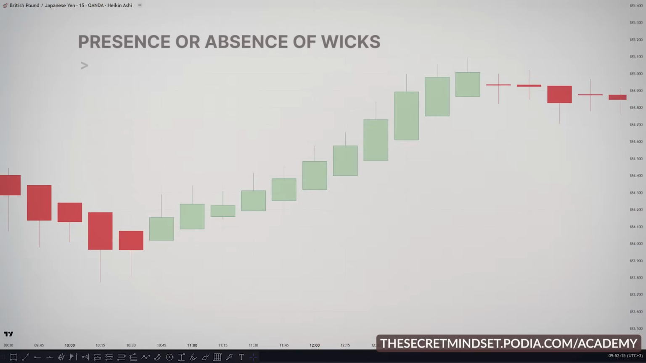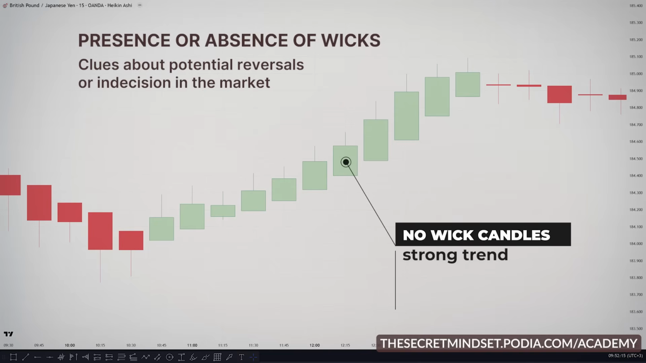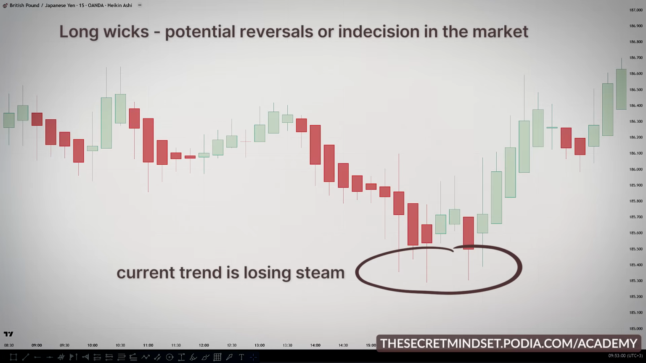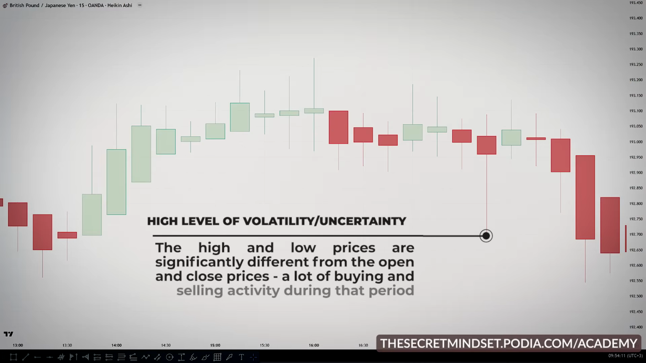The presence or absence of wicks on Heikin Ashi candles is another factor to consider. Wicks can tell you a lot about the price action during that period. Long wicks, on the other hand, can indicate potential reversals or indecision in the market. A long upper wick on a red candle or a long lower wick on a green candle might show that the current trend is losing steam and a reversal could be coming. Large wicks can indicate a high level of volatility or uncertainty in the market.